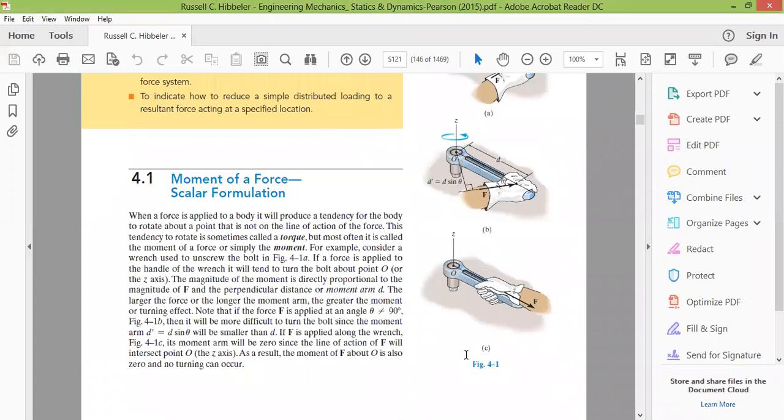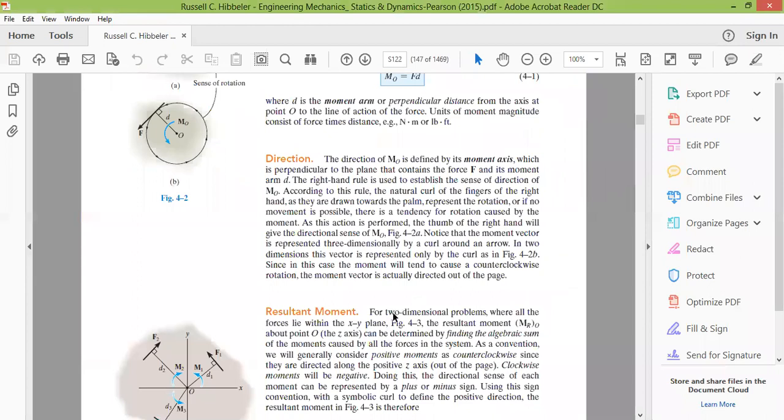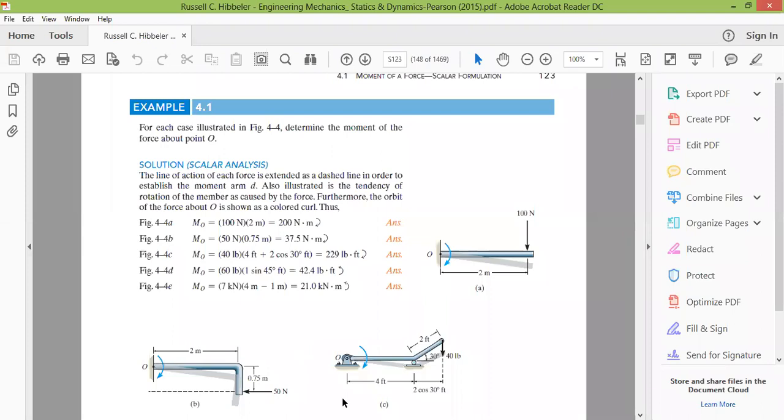We have also discussed the direction here. Now let's solve a few simple problems, and then the rest of the problems you can easily solve. Let's take the first problem. For each case shown in figure 4.4, we have case A, case B, case C, and so on. We have been asked to determine the moment of the force about point O.